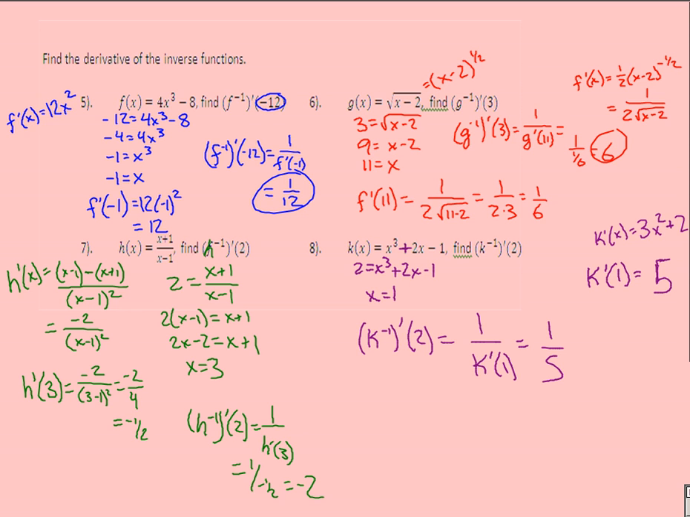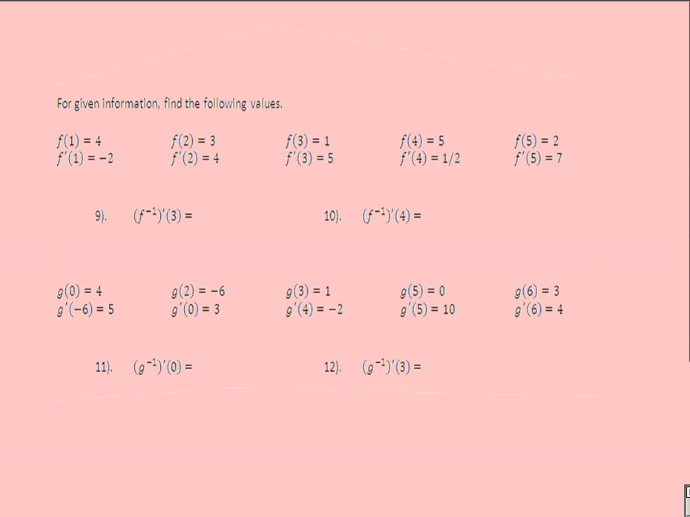Alright, let's move on to your favorite problems in the world. Actually, they should be your favorite because they're about as straightforward as they come. If I want f inverse prime of 3, when does my function equal 3? That's right here. So that means I want to take 1 over f prime of whatever this number is, f prime of 2. And f prime of 2 is just 4. So my answer is 1 over 4.